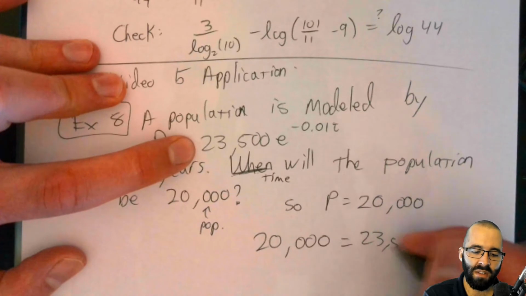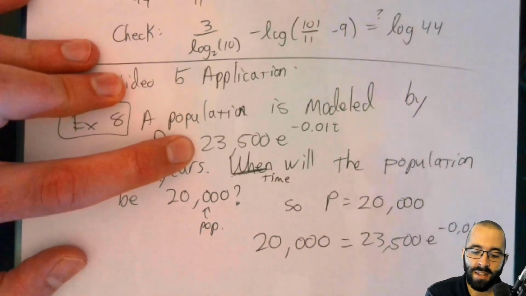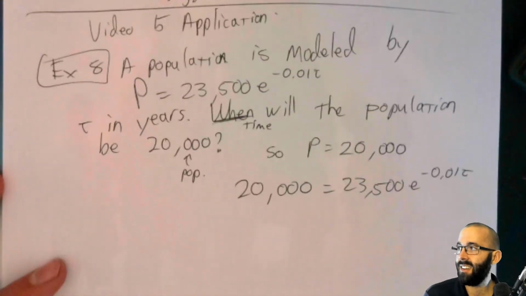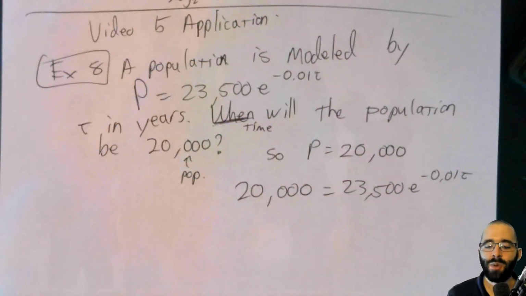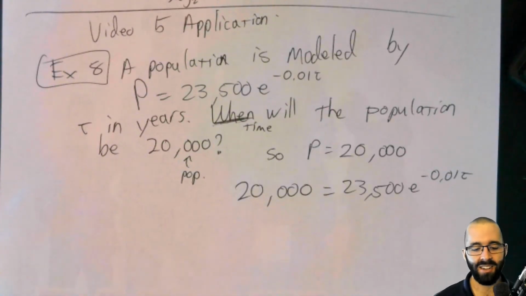That's going to equal 23,500 e to the negative 0.01, and I don't know what time it's going to be. We need to find it. All right. So we have to solve this equation. And we're going to be doing a lot more of these next week. I say next week, but if you're taking Thanksgiving break, which for you will be next week, for me, it's way in the future, then it'll be in a couple weeks.